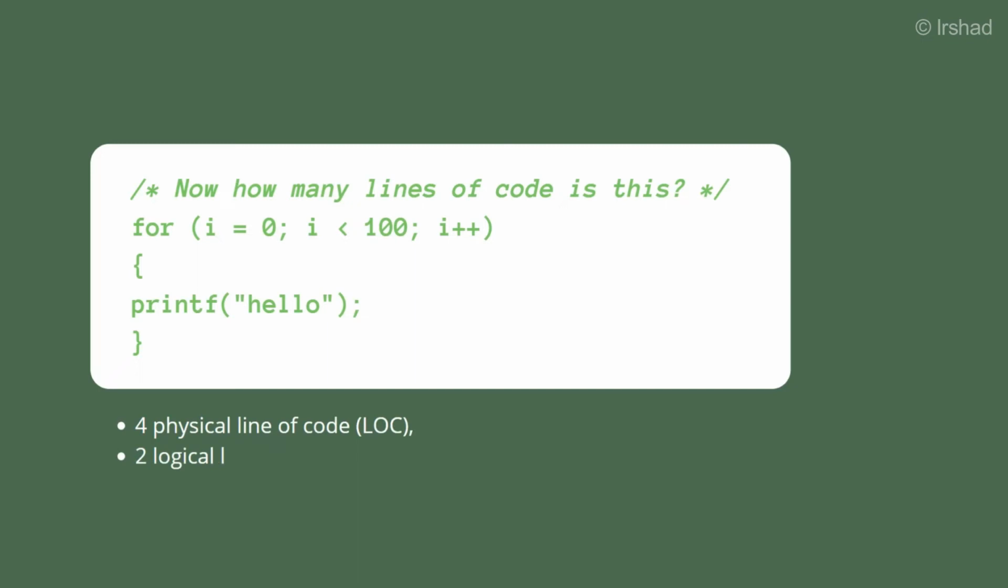So physically there are 4 lines, 1, 2, 3 and 4, and obviously comments are included in neither physical lines nor logical lines. So physically there are 4 lines, but logically there are only 2 lines, the for loop and the printf. We have to think about these statements, and we have to consider what the program basically does. And if there are 1000 LOCs, we will simply call it KLOC.